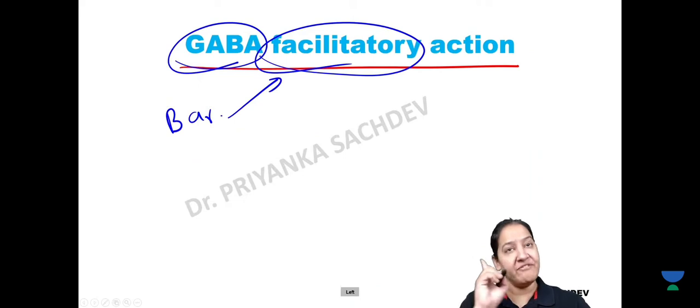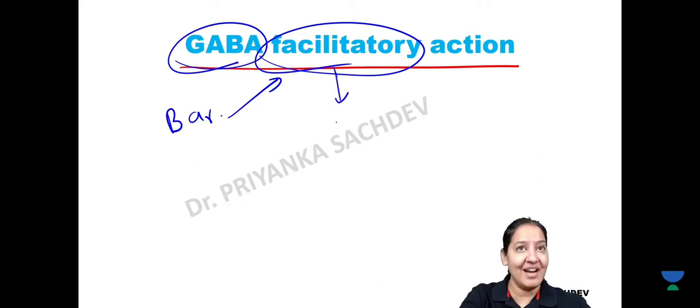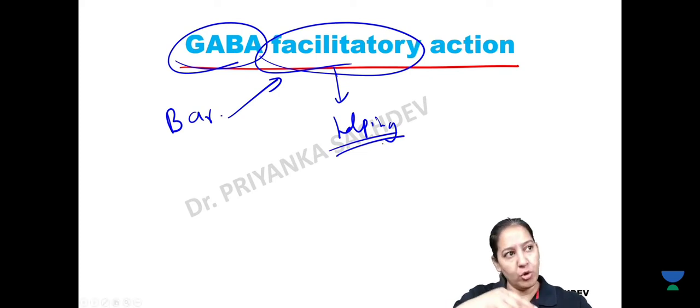That is the first action. That is GABA facilitatory action because it is facilitating, which means helping GABA. Helping the natural GABA to do its job, to do its job more.